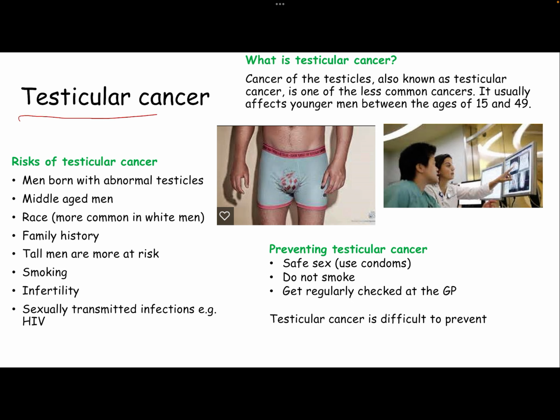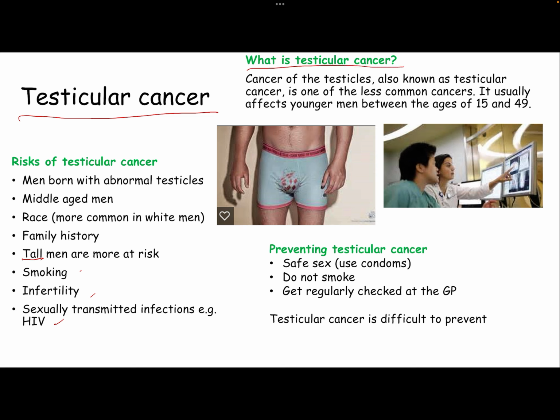Testicular cancer. So this one only affects men or males. Risk of testicular cancer. Men born with abnormal testicles. Middle-aged men. Your race, most common in white men. Family history. Tall men are more at risk of testicular cancer. Smoking, infertility, sexually transmitted infections, for example HIV.